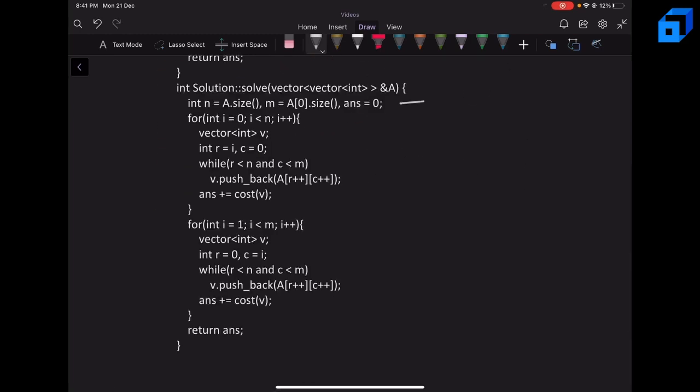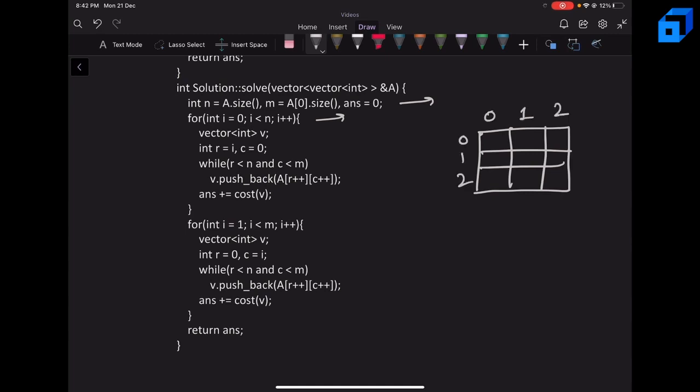So we set n as n and m, and answer as 0. Now we iterate from 0 to n. So the idea is, let's say this is our array. We have this matrix with rows 0, 1, 2 and columns 0, 1, 2, 3. First we find all the elements in the diagonal. Our diagonal can either start from these elements and then move one step, or it can start from here and then move one step diagonally. So we start from 0 to n. Now we set row as 0 and column as 0, that is, we are at 0, 0.